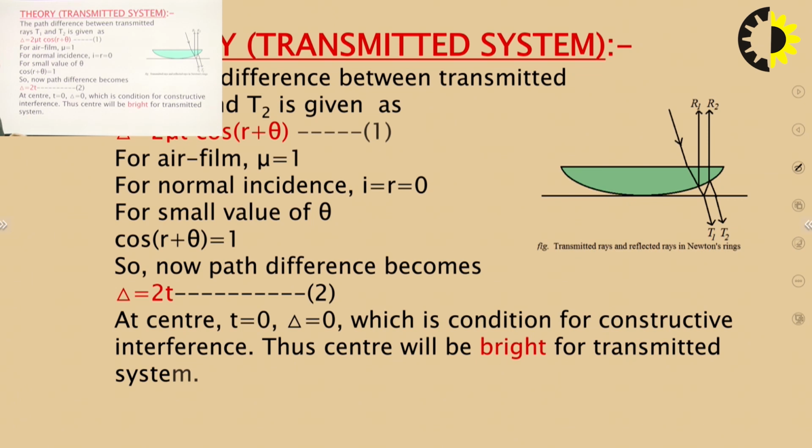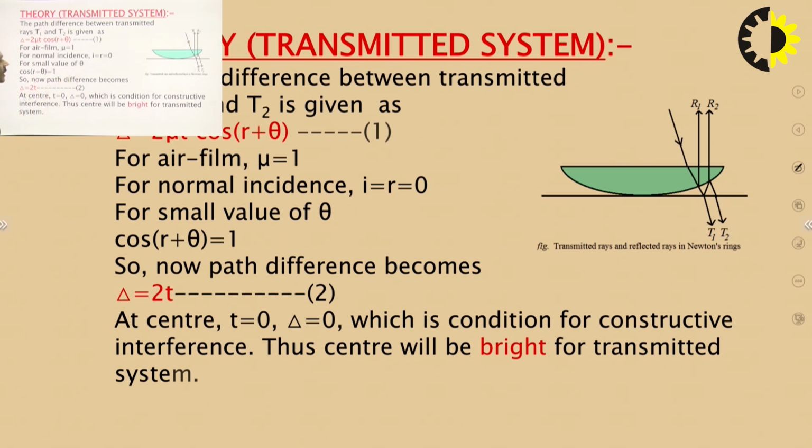Okay, this is the second case, the theory of the transmitted system. Till now we have discussed the theory of the reflected system, that means how the rings are formed in the reflected system, and what the conditions are for the dark and bright rings in the reflected system. Similarly, we can discuss the formation of Newton's rings in the transmitted system, meaning how the transmitted rays are transmitted from the thin film.